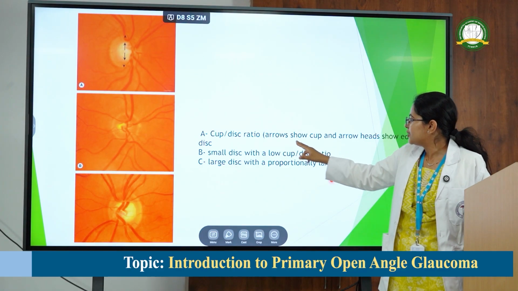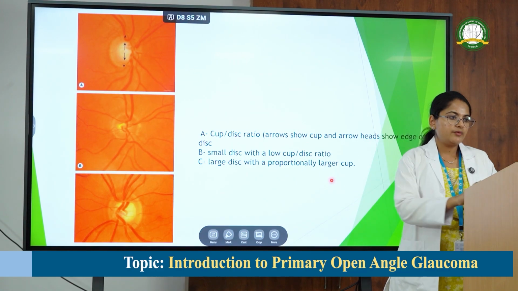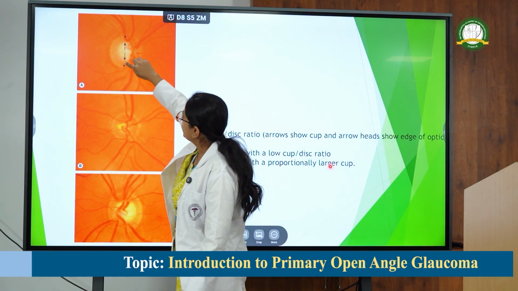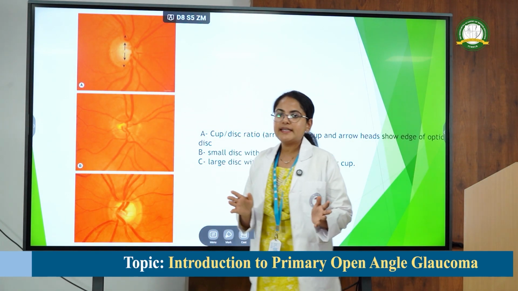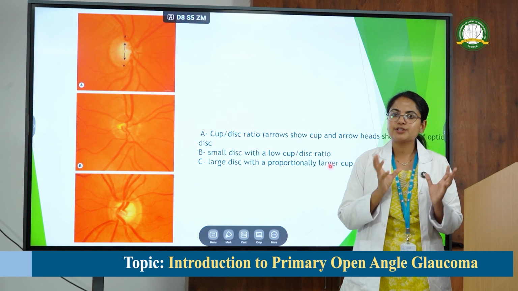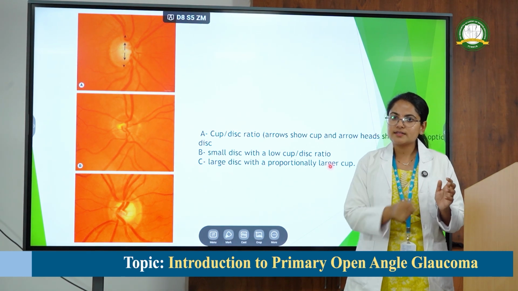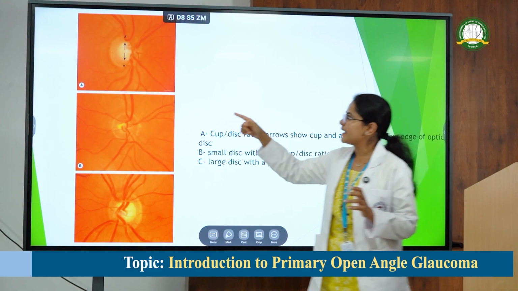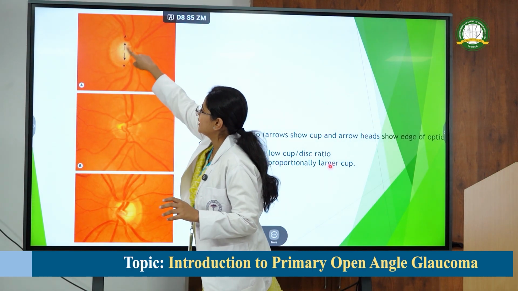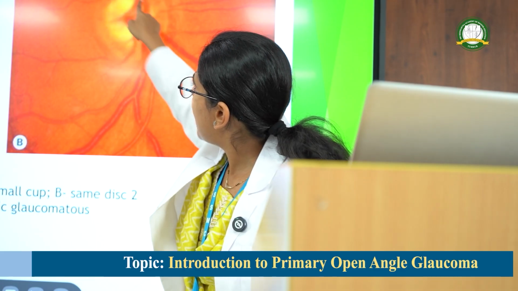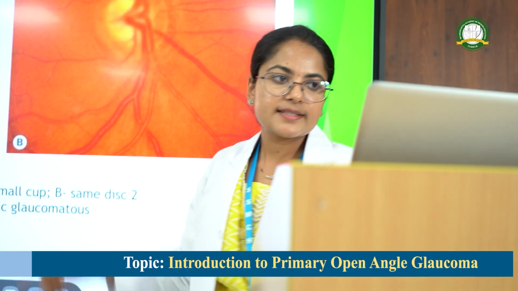Now cup disc ratio. Here we see the cup disc ratio. This is vertical cupping. So normally large cups, how to differentiate large cups from glaucomatous cup? In large cups, the disc is circular. In glaucomatous cup, there is vertical enlargement of the cup. Here also, the disc is showing enlarged cup disc ratio.